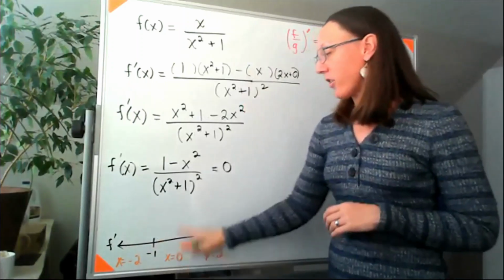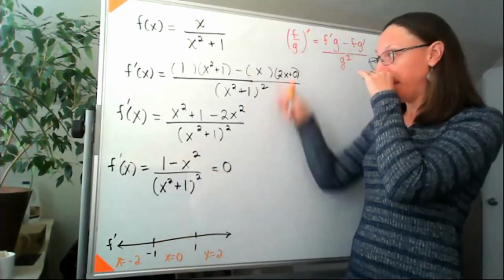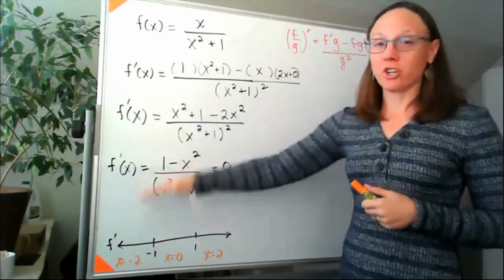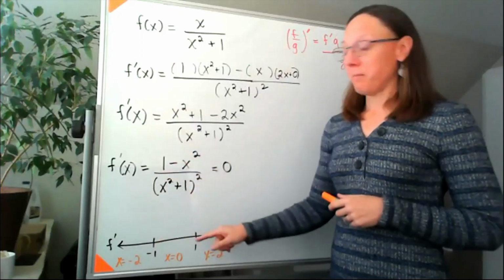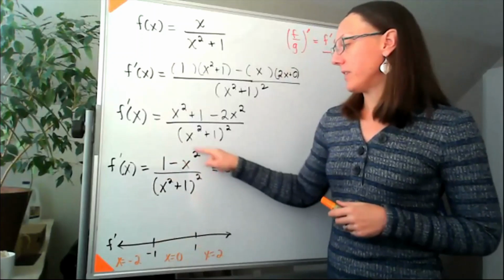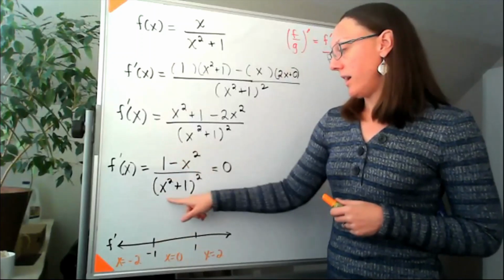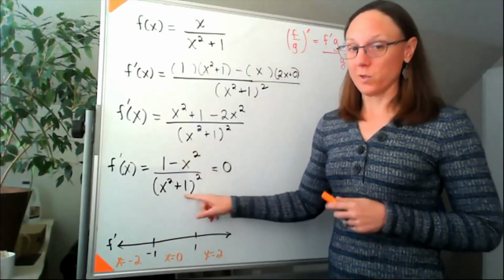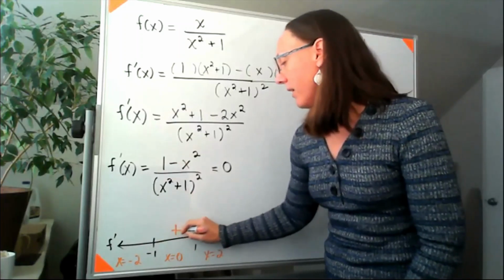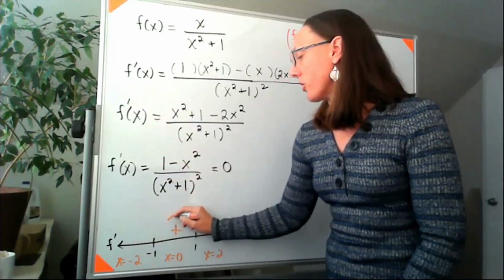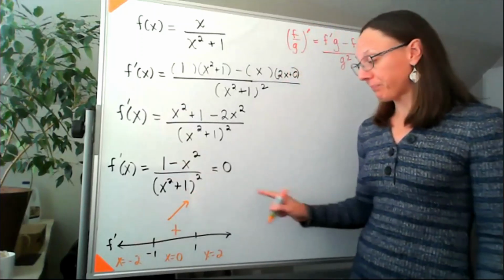Well, if I plug 0 into my derivative, and it doesn't matter which version of the derivative we plug it into, I'm going to choose this one. If I plug in 0, then my numerator is equal to 1, and my denominator is also equal to 1. 1 over 1 is positive, which means I know my function should be going up.